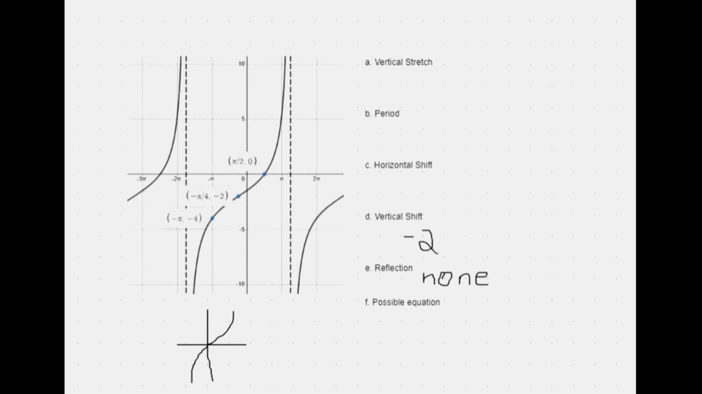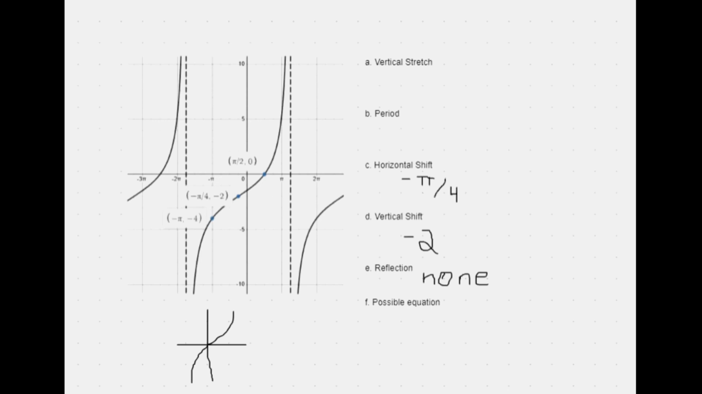And then likewise for the horizontal shift, we can see how far we go left or right. So we see here that this x coordinate is -4. So that means that the horizontal shift is -4.